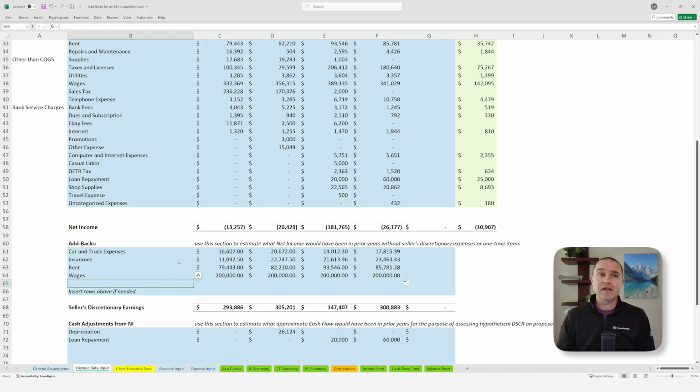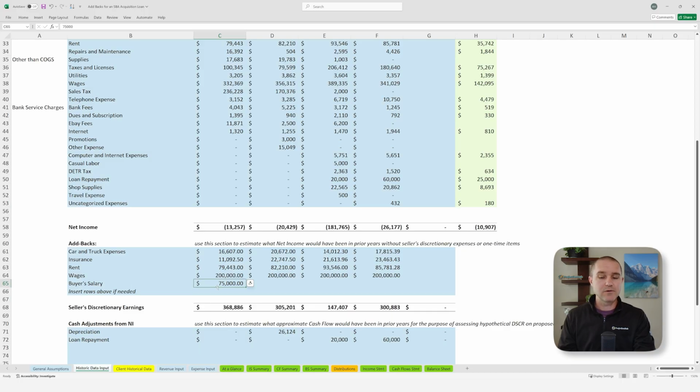In this particular case, I don't know the buyer's personal financial situation, so I don't know what the lender's going to make them take. But let's just say buyer's salary, let's say it's $75,000.